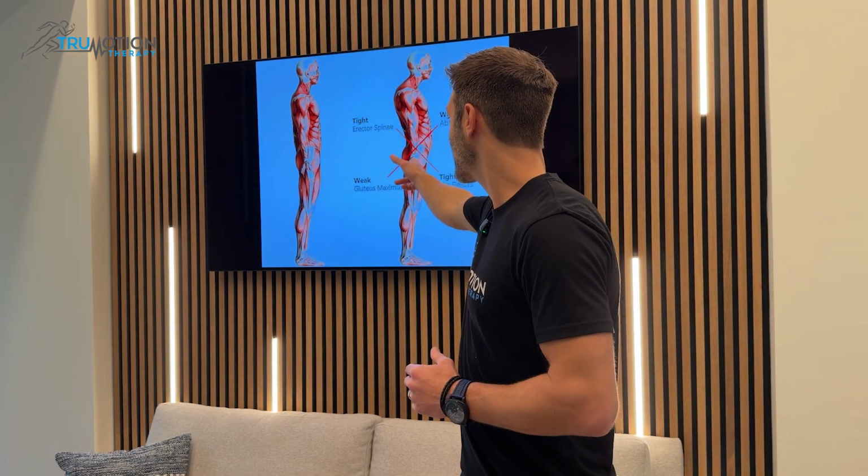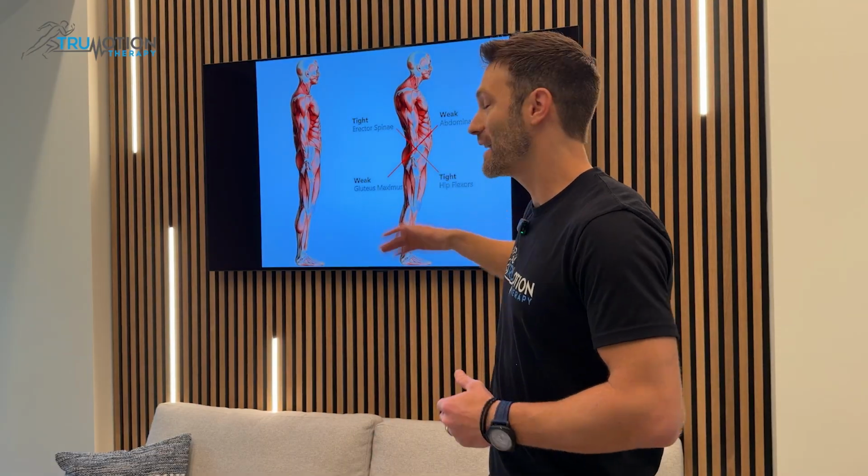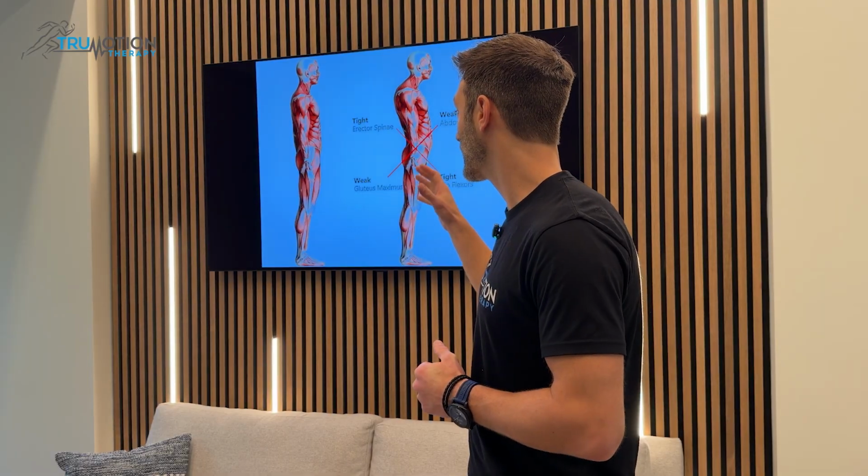These muscle imbalances include tightness in the erector spinae in the lower back and tightness in the hip flexors, those are the muscles in the front of the hip. We also see weakness or inhibition of the glutes and weakness or inhibition of the abdominals.